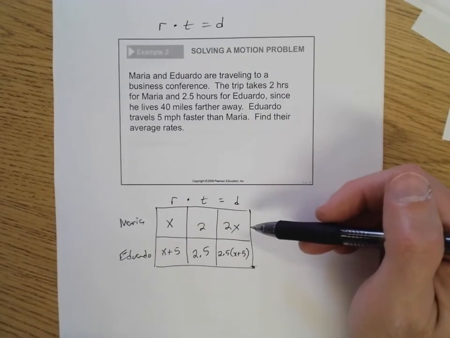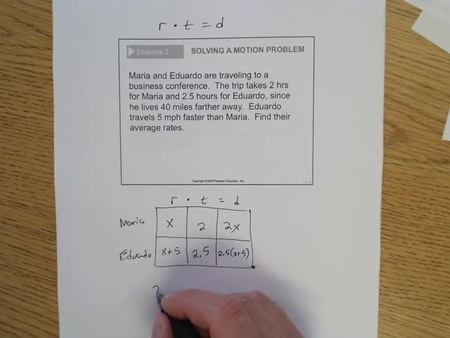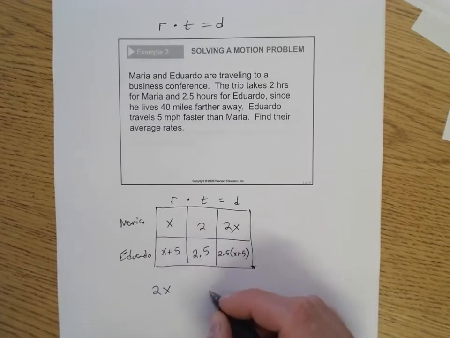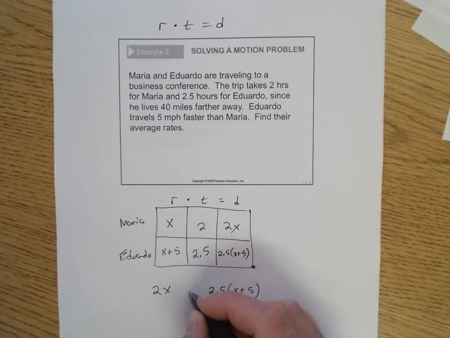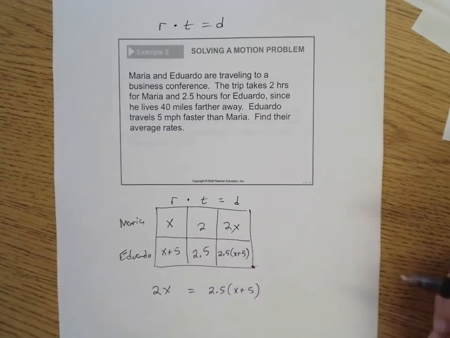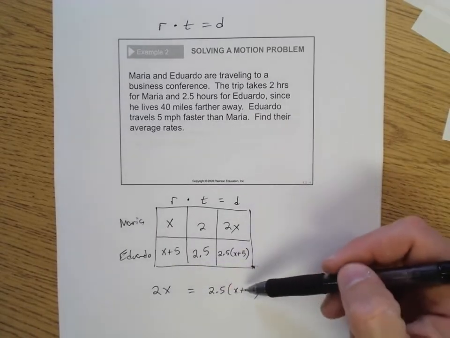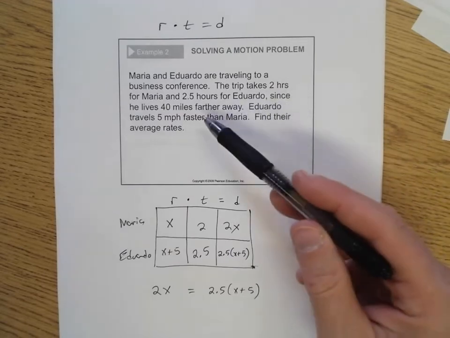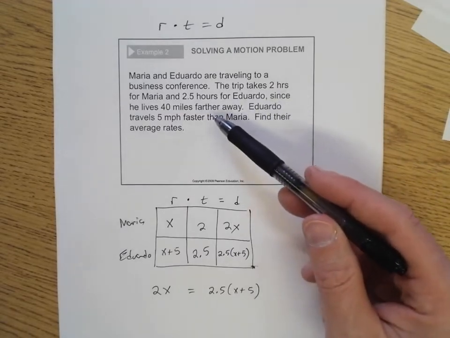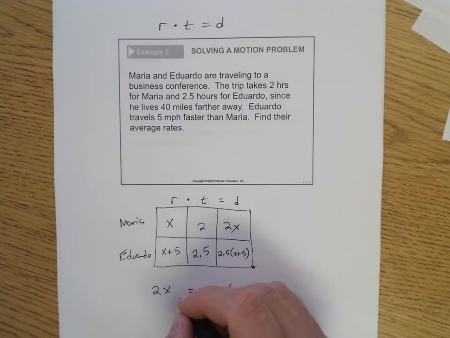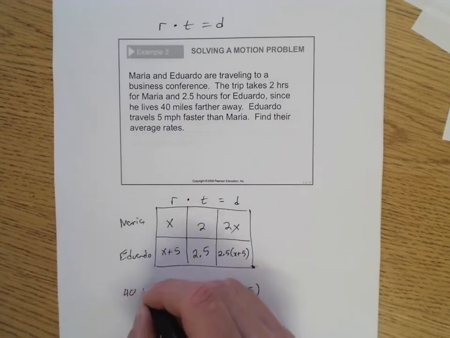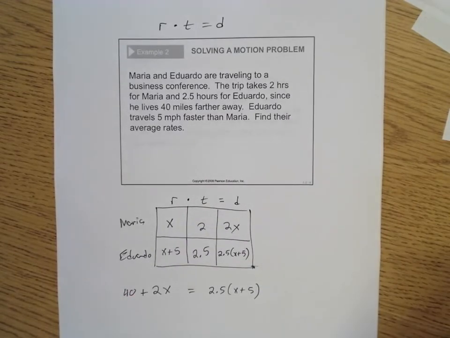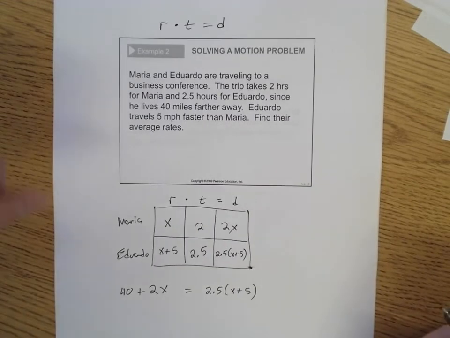Okay, so what I'm going to do to get my equation is compare Maria's distance with Eduardo's distance. I'm going to put them one on each side of the equal sign. Now, they are not the same distance, because Eduardo lives 40 miles farther. So if we're going to balance this equation, we have to add 40 to Maria's distance. All right, so there's our equation.